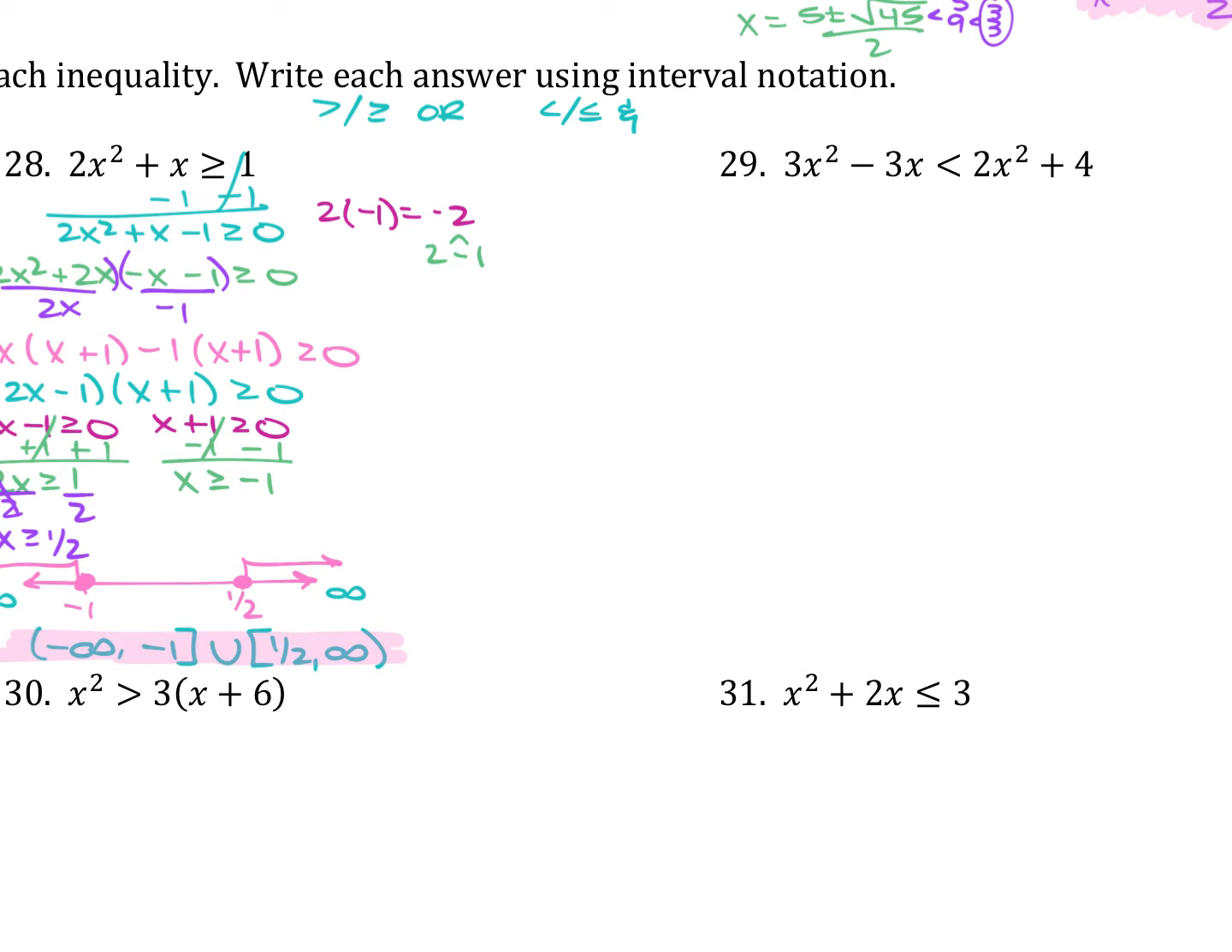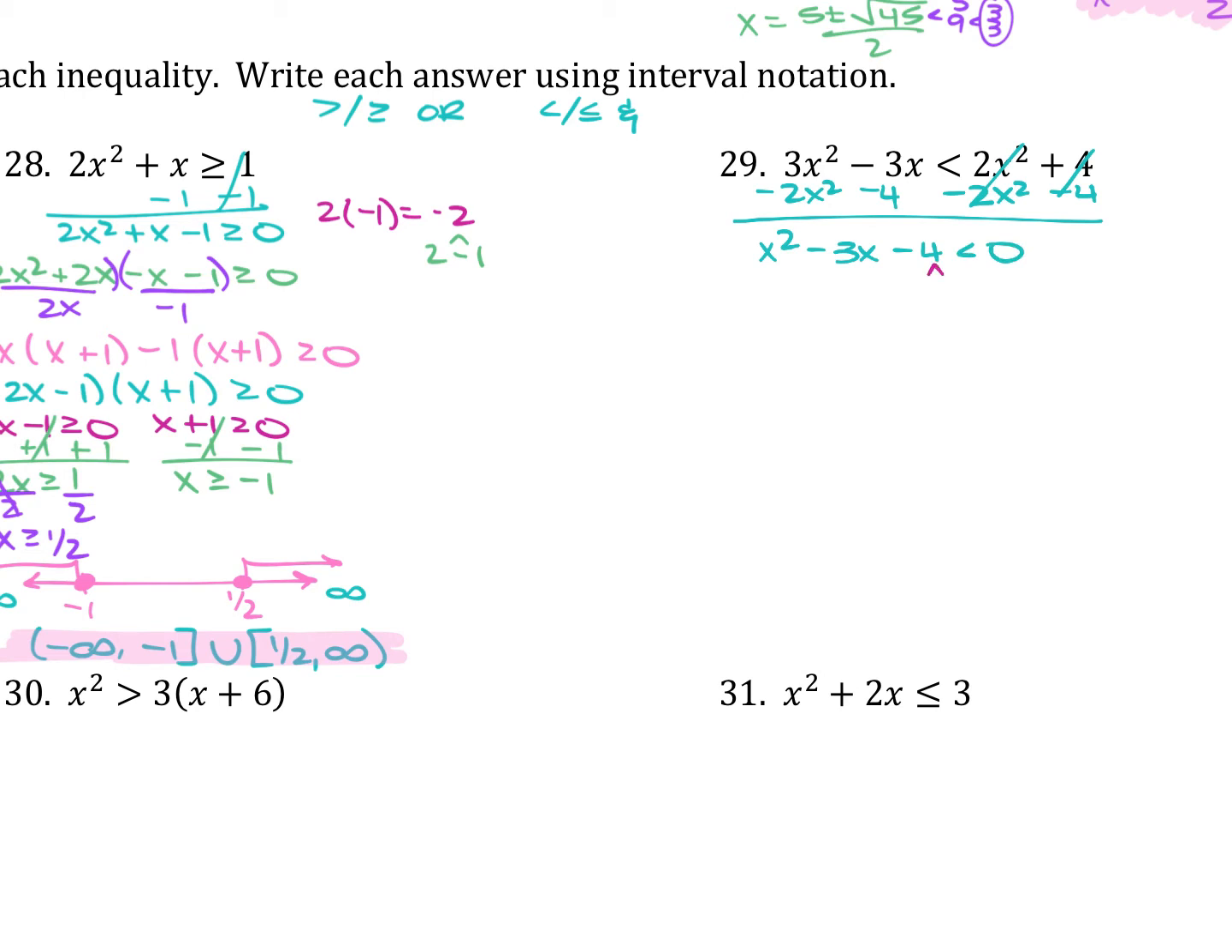For 29, we have 3x squared minus 3x is less than 2x squared plus 4. I'm going to move that 2x squared over to my 3x squared by subtracting it from each side. I'm also going to subtract the 4 from each side as well, so that way this is less than 0. So this is going to give us x squared minus 3x minus 4 is less than 0.